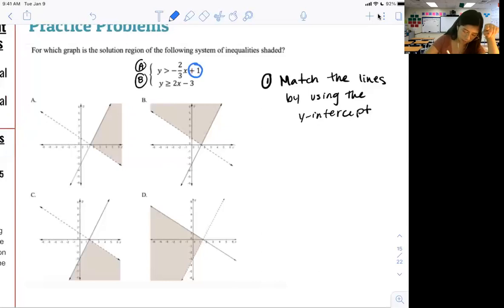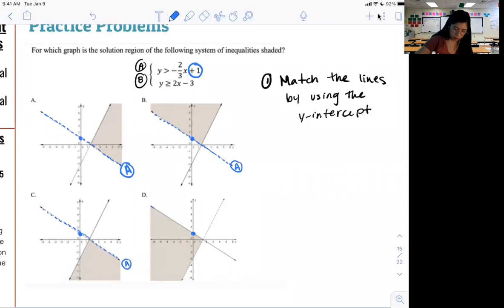I'm going to find the 1 on the y-axis. There it is. And wherever that line is that's passing through the 1, that is my A. So this is inequality A. Now, once you've identified the inequality, since I know that this one is A, that means the other one is my B. And then from there, it's just a game of match.